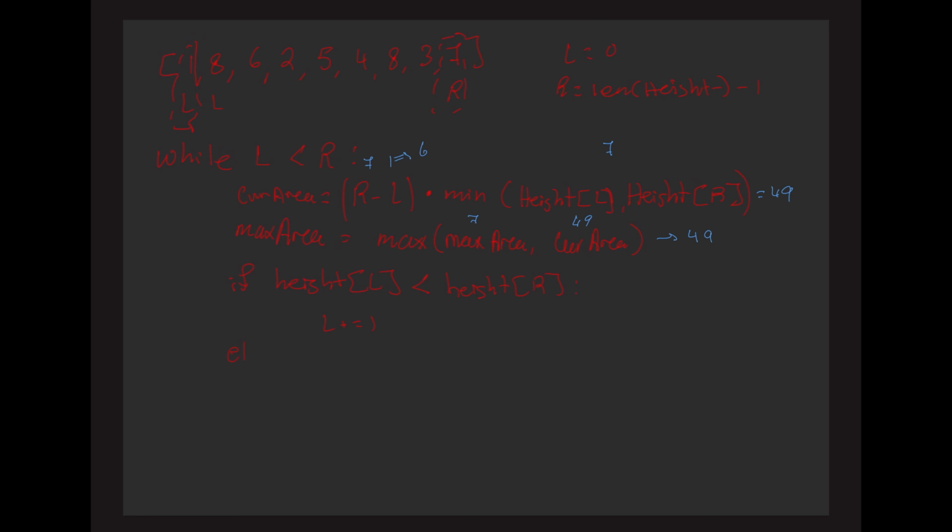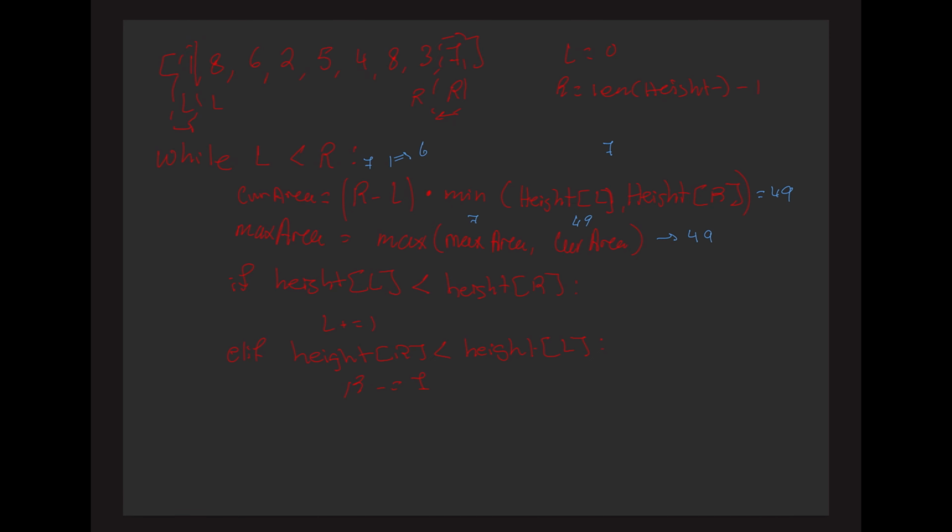The else if condition: if the height of the right pointer is less than the height of the left pointer, then we would decrement the right pointer, hoping we can find something larger. So right now this pointer will be transitioned to the right.